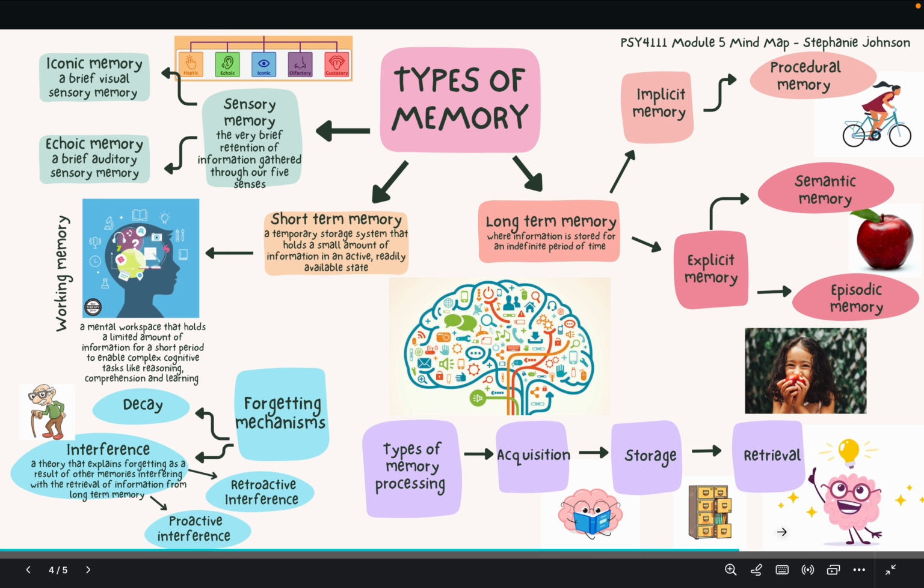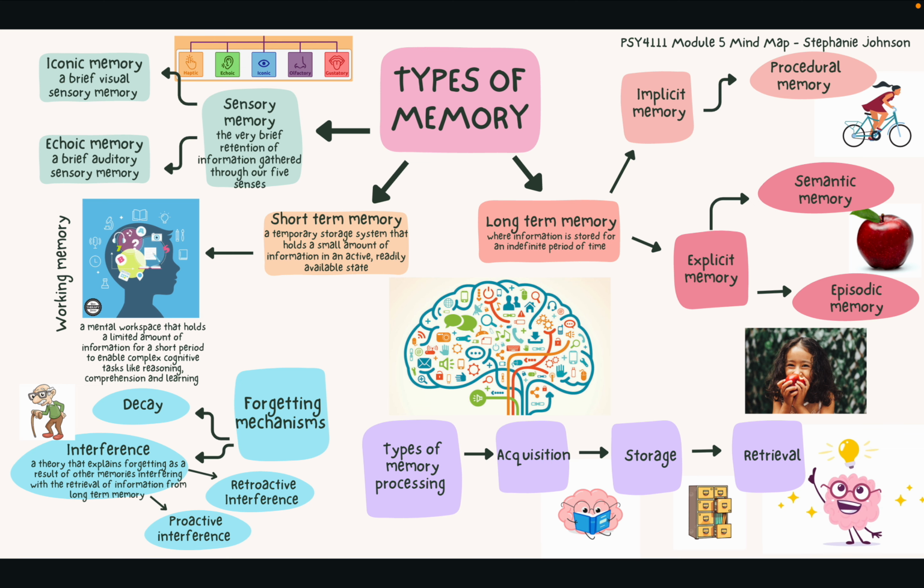For Module 5, we're going to discuss the different types of memory. So we have sensory memory, short-term memory, and long-term memory. Our sensory memory is the very brief retention of information gathered through our 5 senses. So we have haptic, echoic, iconic, olfactory, and gustatory. But we'll focus on iconic memory and echoic memory.